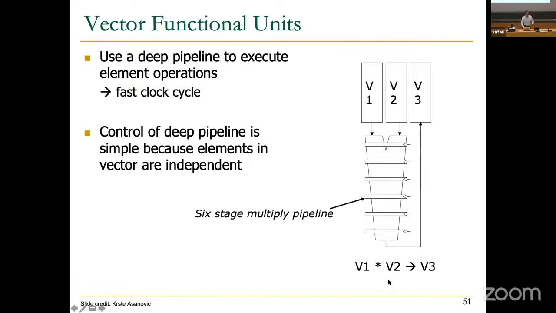Right? After 6 cycles, the first element result is available and placed into the destination register, the 0th element, I should say. The 0th element result is available, and it's placed in the destination register's 0 element. And every cycle, because of the pipeline, you get 1 element per cycle. Right? Initially, you fill the pipeline, but you get 1 element per cycle throughput from the functional unit. Based on all the pipelining principles, this is true, right? And here, the control of the deep pipeline of the functional units is simple because elements in a vector are independent.